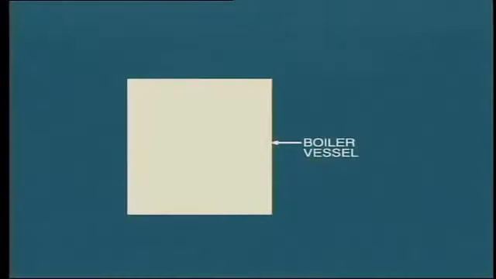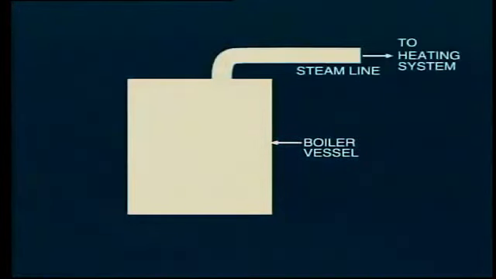So we can already see the basic requirements for a simple boiler to produce steam. First, we need an enclosed vessel, which has to be built to withstand the proposed steam pressure. A steam line would be connected from the top of our boiler vessel to carry steam to the point of application, say a heating system. A stop valve is fitted into the steam line to provide some form of control over steam flow.